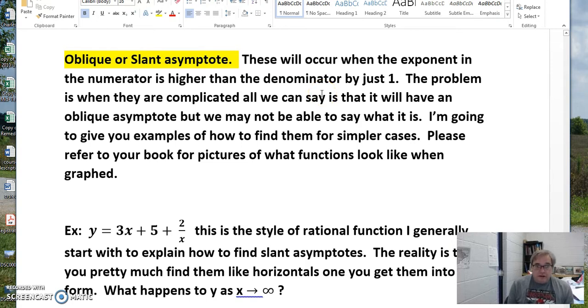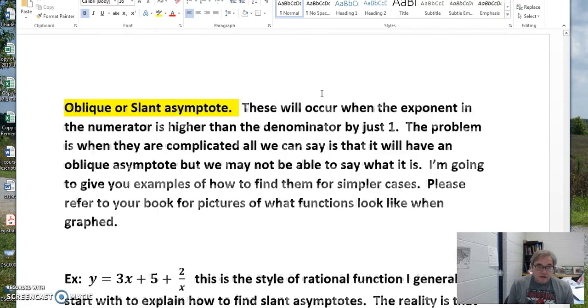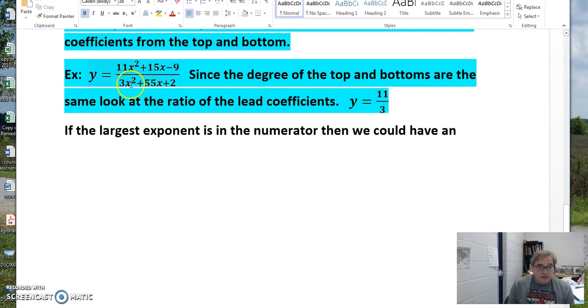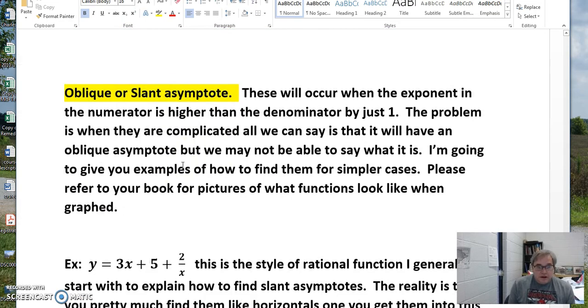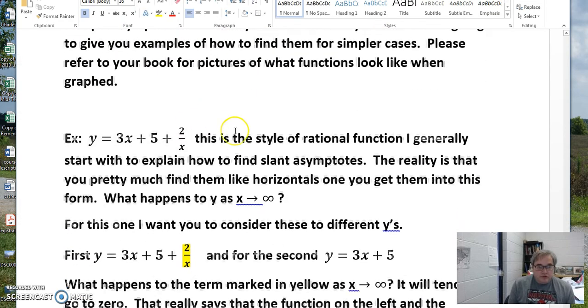Now the problem is they're kind of hard to see when they're written like, say, this one here. If that would have been a 3, where the 2 is, I could go, oh, okay, so there's a slant, but finding it can be kind of a pain. And I'm going to do some simpler examples first.